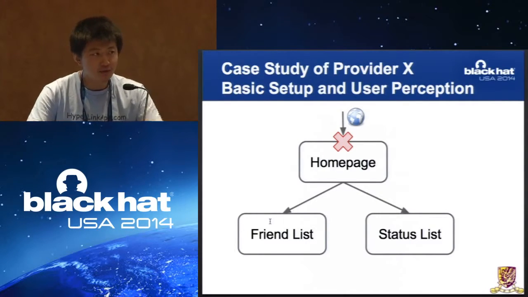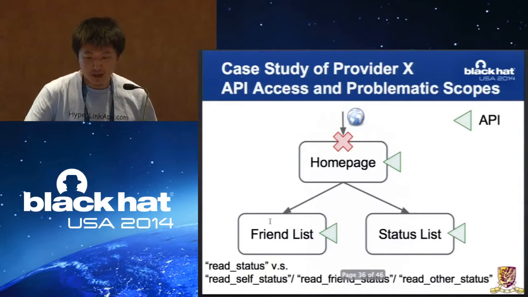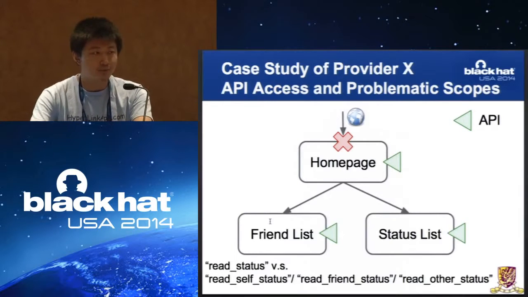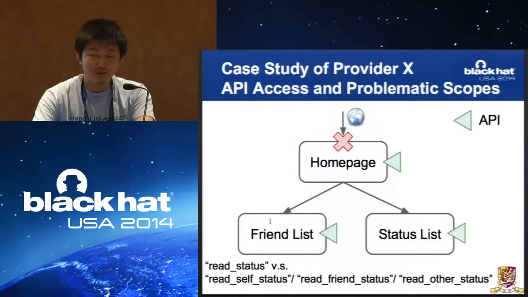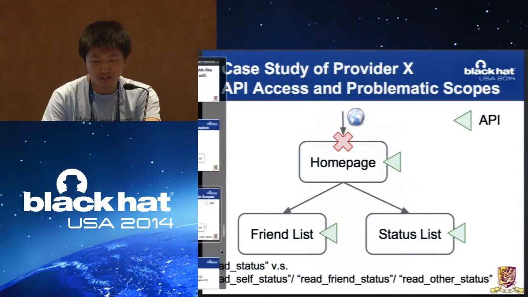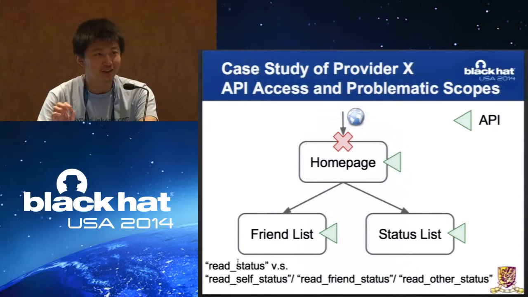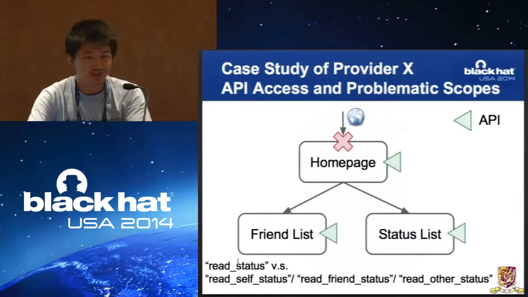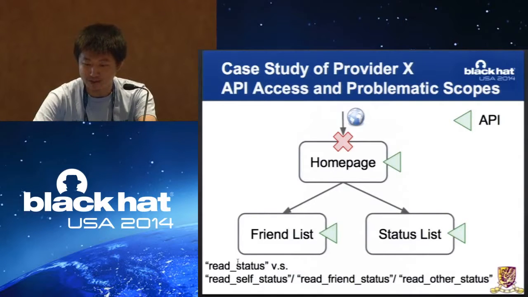However, we find that if you use the API access, there are actually more access points. You can access those objects directly. And there is another problem with this provider. You recall that during OAuth there are some permissions, and you get the permission via the scope parameter. However, the scope is poorly designed so that they only have one scope called read status. They don't distinguish between read self status, read friend status, or read other status. What this means is that after you get read status, you can read everyone's status. So this is a design problem, a logical problem in the provider.